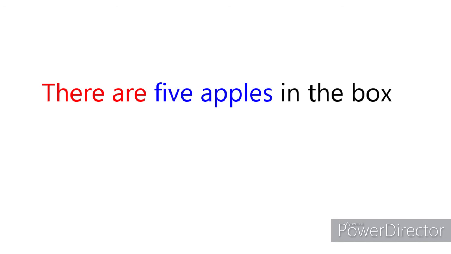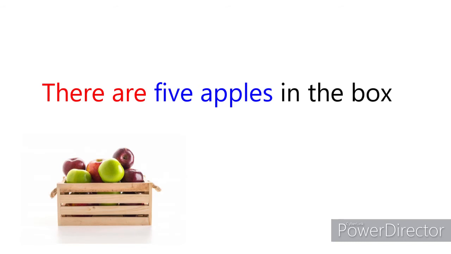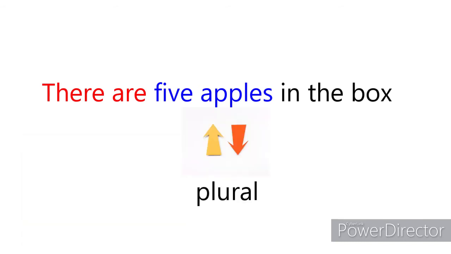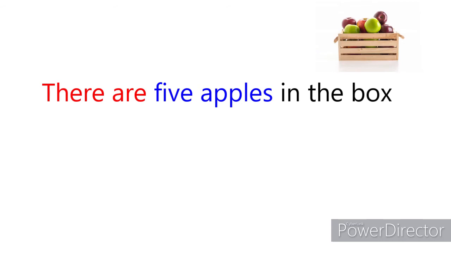Another example, there are 5 apples in the box. يوجد 5 تفاحات في الصندوق. Apples here in the plural. يعني apples تفاح في الجمع. That's why we use there are. لهذا السبب استعملنا there are. But here it's specific how many apples in the box. يعني هنا العدد محدد. 5 تفاحات في الصندوق.